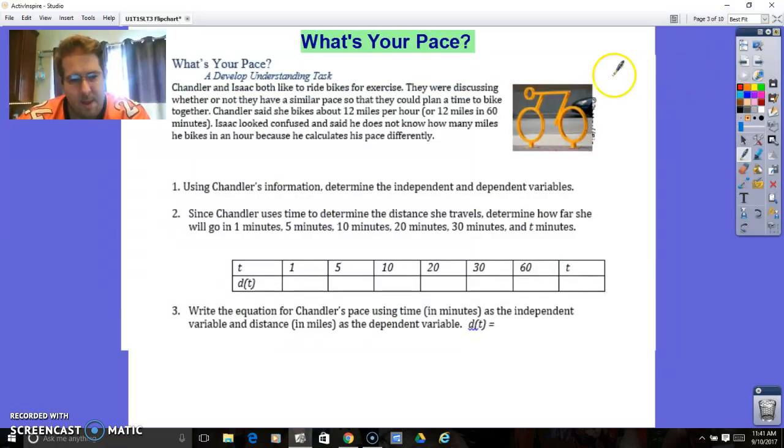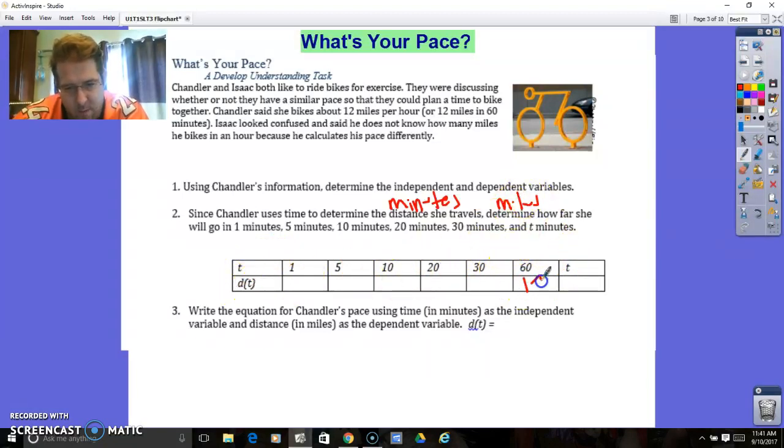All right, in this story, it looks like Chandler and Isaac. Chandler bikes 12 miles per hour, and Isaac does his differently, which we'll see in the next page. So d of t is going to represent, so the independent is minutes. That's going to be minutes biked. And the dependent is going to be the miles that you went. Minutes is time, how many minutes she's been biking. And then the miles, that is your d of t.